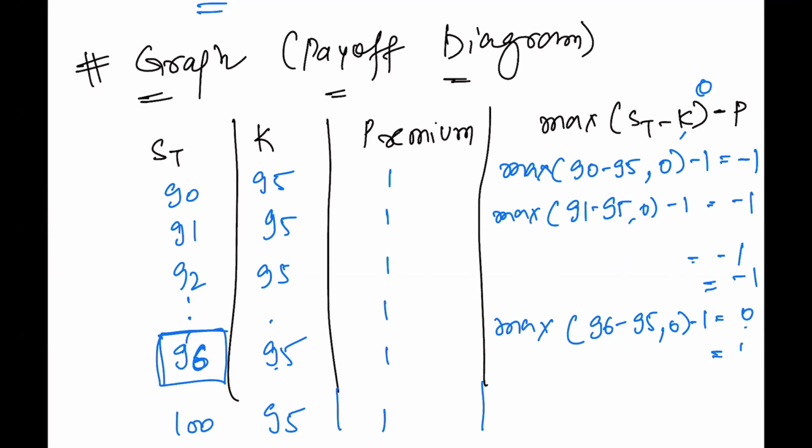And then after this, your payoff will start increasing. So if you see maximum of 97 minus 95 comma 0, minus 1, this will be nothing but 2, and 2 minus 1 is 1. So similarly, the payoff will start increasing.